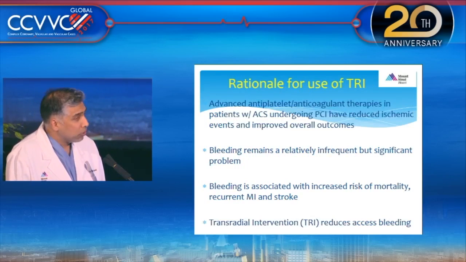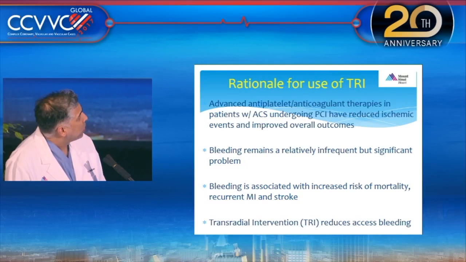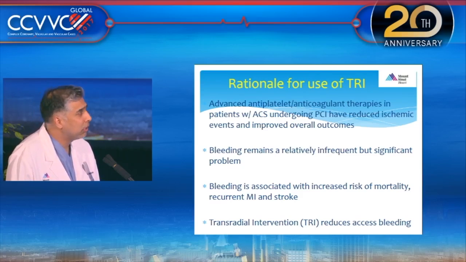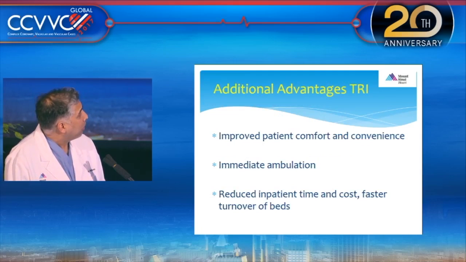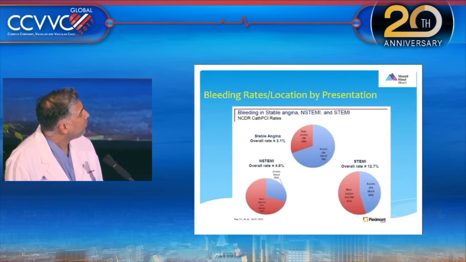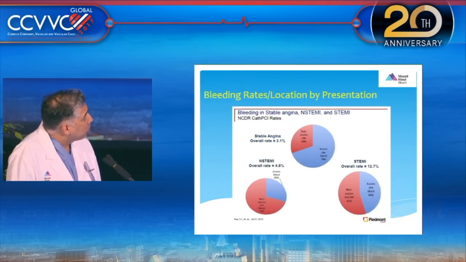The rationale for the use is that, particularly in ACS patients, antiplatelet and anticoagulant therapies are accelerating. They improve ischemic outcomes, but result in bleeding. Infrequent, but still a problem. We know when people bleed, they do poorly, and transradial interventions reduce access site bleeding, so that's the rationale. Additionally, transradial interventions improve patient comfort and convenience, early ambulation, and reduce costs. So a little data to support that rationale.